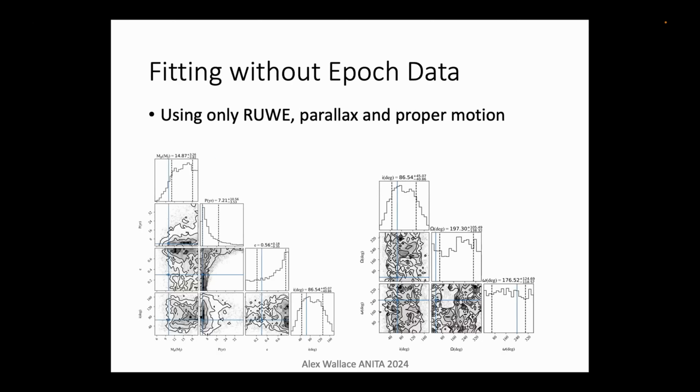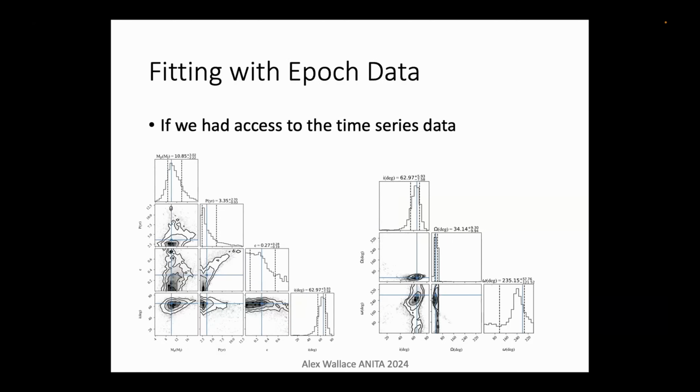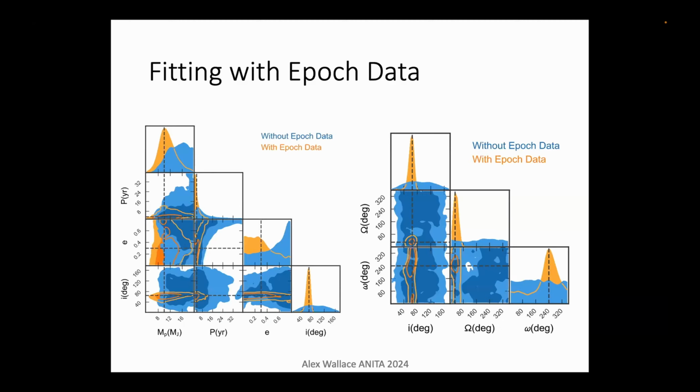And then if we don't use any of the epoch astrometry fed into our models, we get something like this, where the angles are still a mess. But if we actually had access to all this time series data, then we get something like that, which dramatically improves all of it. So if we compare those two, you can see just using that 1D time series data has dramatically improved our results there.